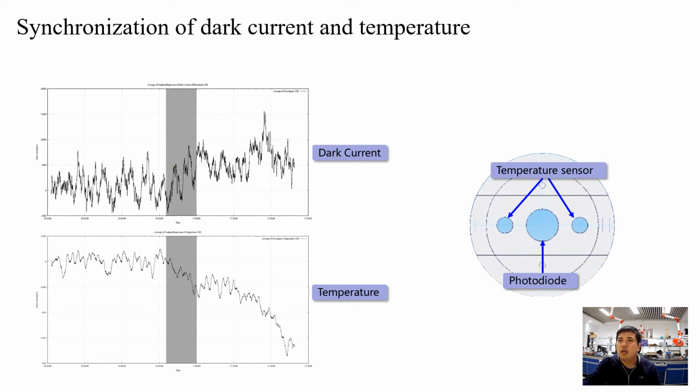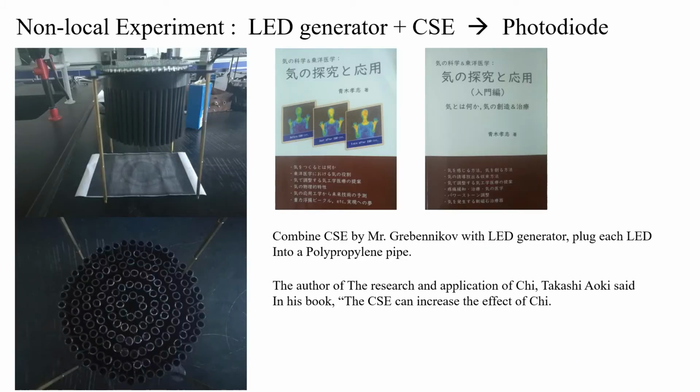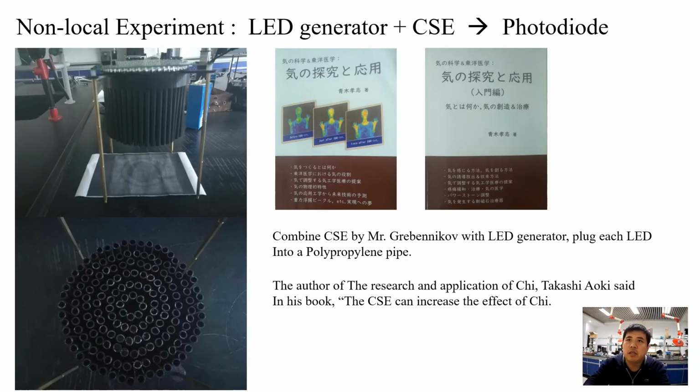I want to say I also observed this phenomenon in the experiments with the photodiode. We can see the dark current of the photodiode and the temperature will change at the same time during the impact time. I think this is a very typical phenomenon in non-local experiments, no matter which kind of sensor is used.